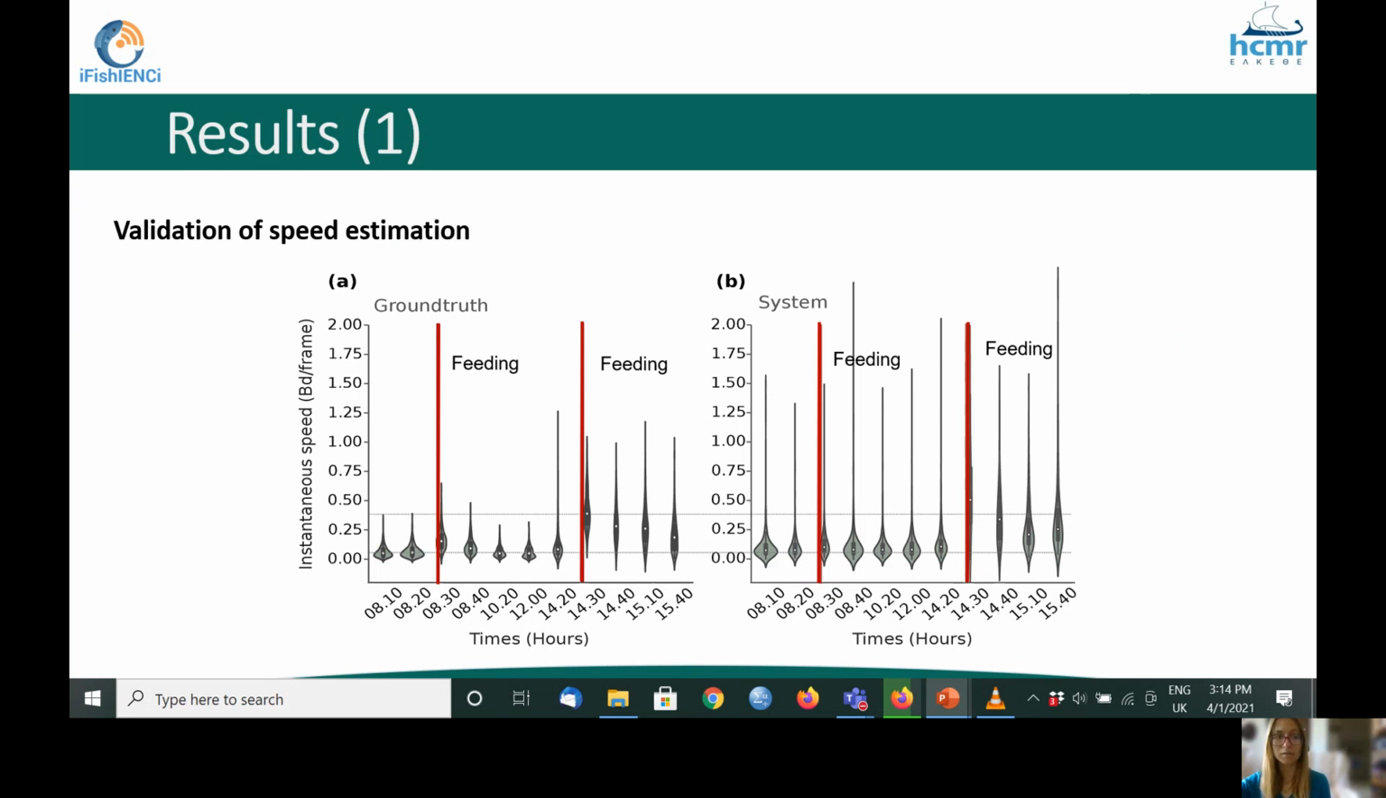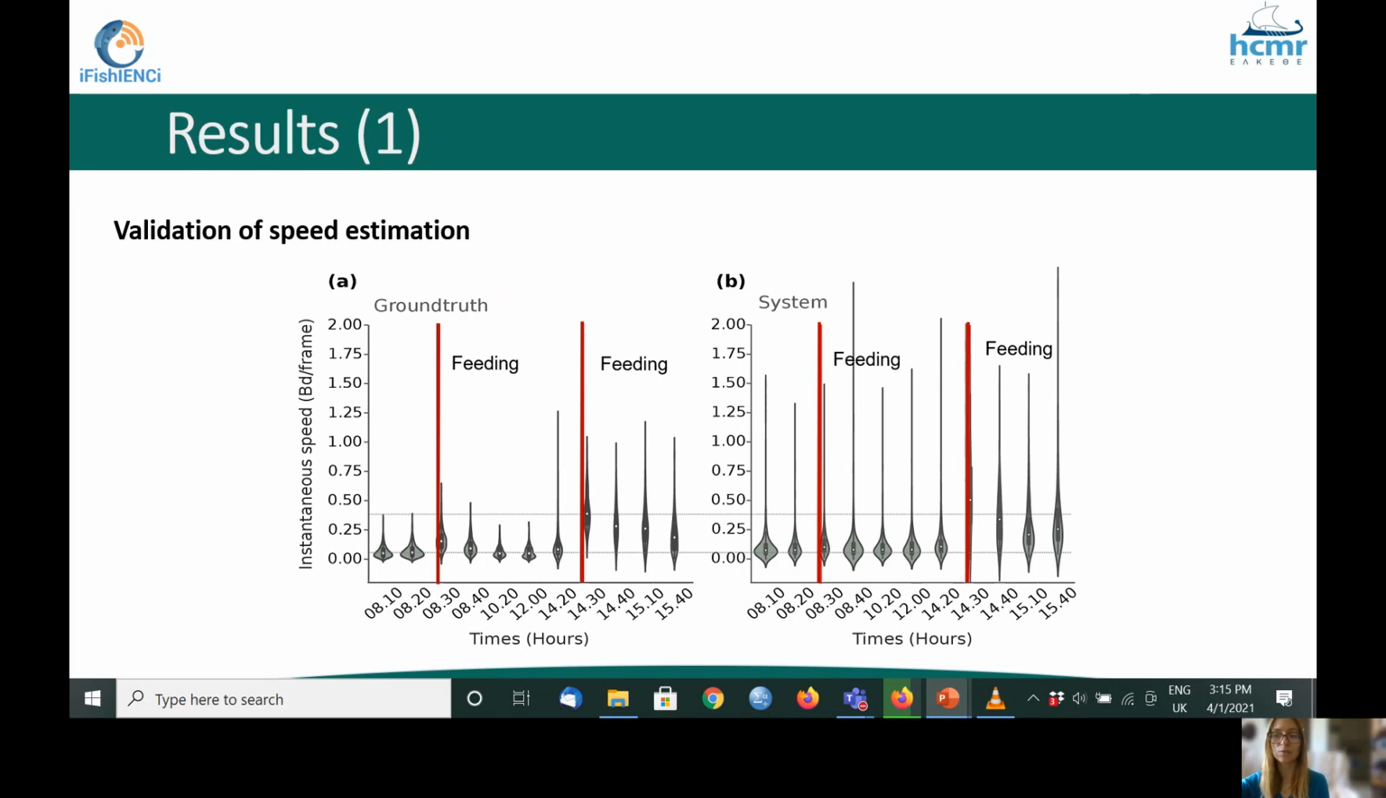Let's go to the results. First, we can show how successfully our system can estimate the group speed. On the left diagram, you can see how the group speed varies in time. The white dots indicate the median speed of the group, and the vertical red lines show the time at which the feeding is realized. On the right figure, the respective speed estimation using our system is shown.